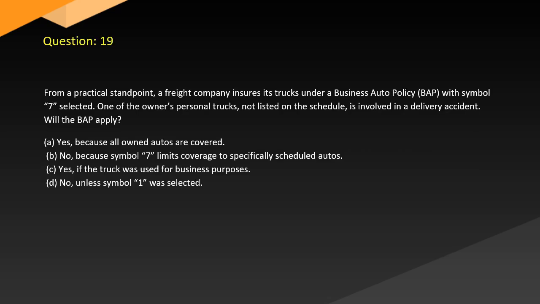Question 19. From a practical standpoint, a freight company insures its trucks under a business auto policy, BAP, with symbol 7 selected. One of the owner's personal trucks, not listed on the schedule, is involved in a delivery accident. Will the BAP apply? A. Yes, because all owned autos are covered. B. No, because symbol 7 limits coverage to specifically scheduled autos. C. Yes, if the truck was used for business purposes. D. No, unless symbol 1 was selected.